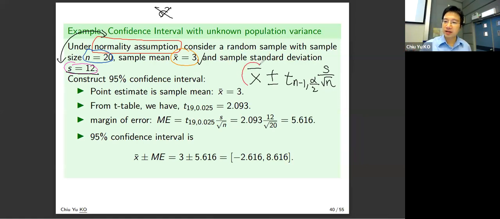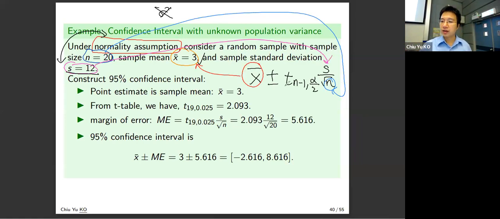X bar, we know, right? Nothing new. And N, we also know that. There's nothing new there. And S, we also did it. So what is left is this guy. So we just take T inverse 0.975 and 19. Then let me explain again what is 0.975.